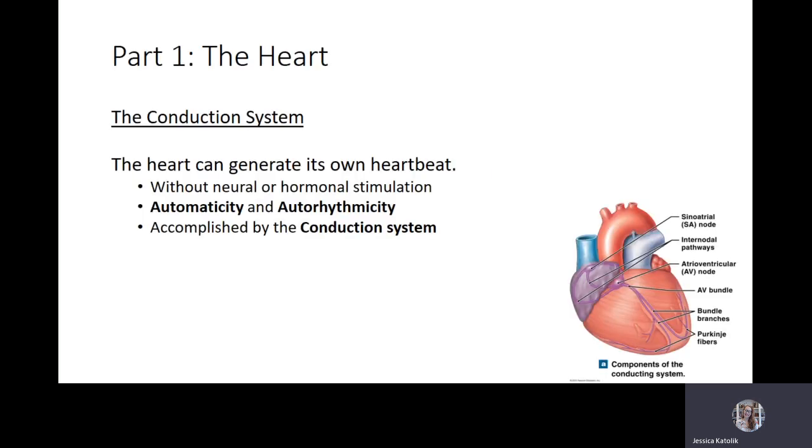So, did you know that the heart can actually generate its own heartbeat and actually control its own heart rhythm? No nerves, no hormones, nothing, just all by itself. And that is super, super sweet. So you could actually take the heart out of the body and it'll continue to beat. So cool.